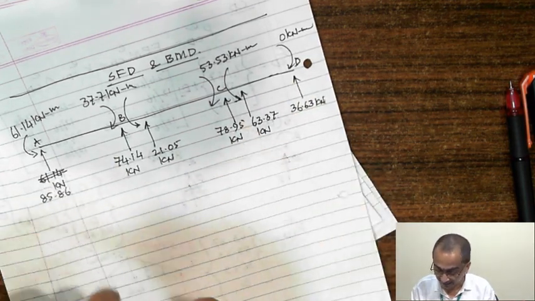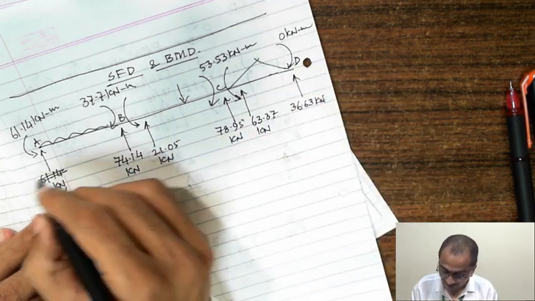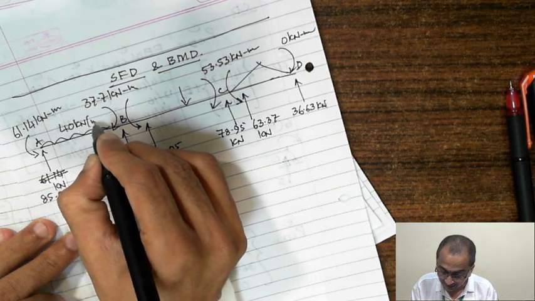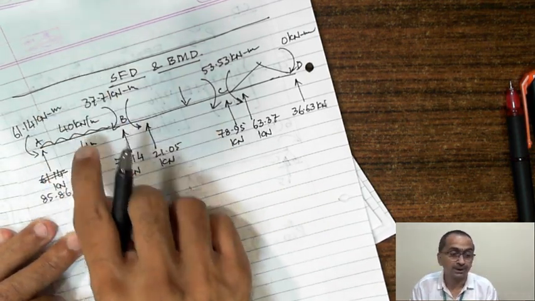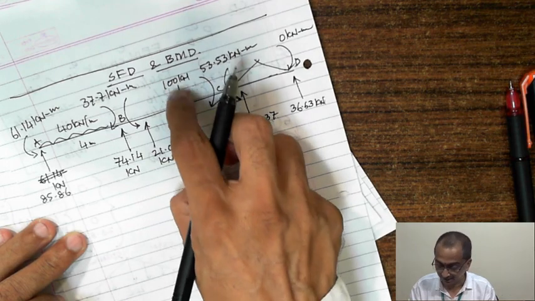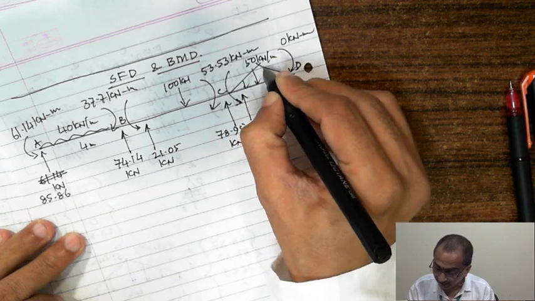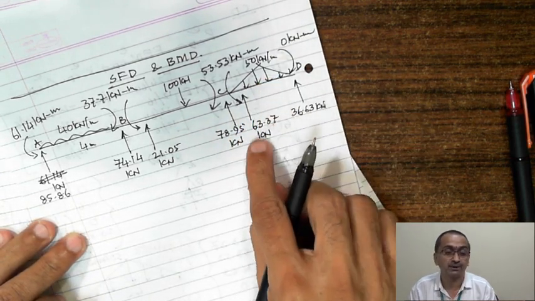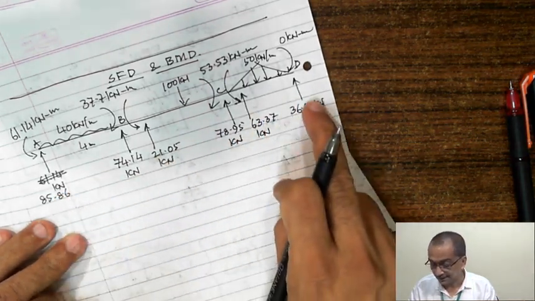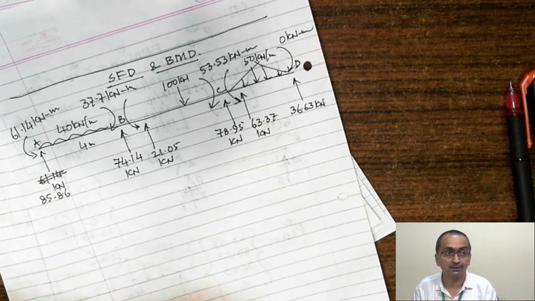And similarly, we can write the equations of equilibrium in Y direction. Summation Fx, summation Fy, 85.86 plus 74.14 is equal to 40 into 4, that is 160. So acting upwards is equal to acting downwards. 21.05 plus 78.95 is equal to 100 upwards, which is 100 downwards, and this is 50 kilonewton per meter. If we calculate the total force acting downwards, it is 100 kilonewton. Already we have calculated. So 63.37 plus 36.63, that comes out to be 100 kilonewton. So all our conditions of equilibrium are satisfied, and we can definitely plot shear force diagram and bending moment diagram for the same.